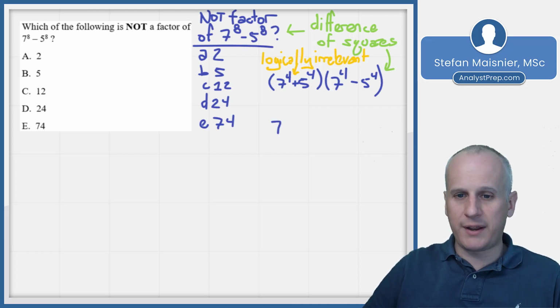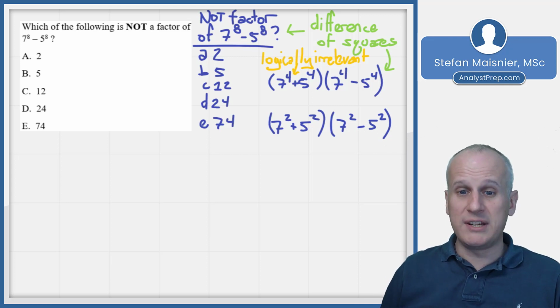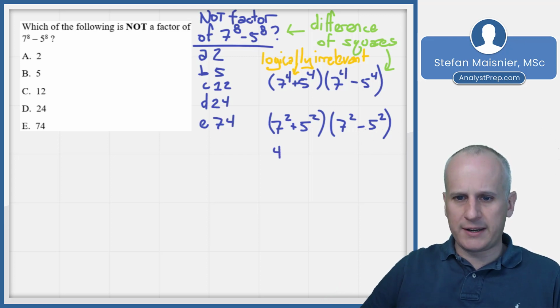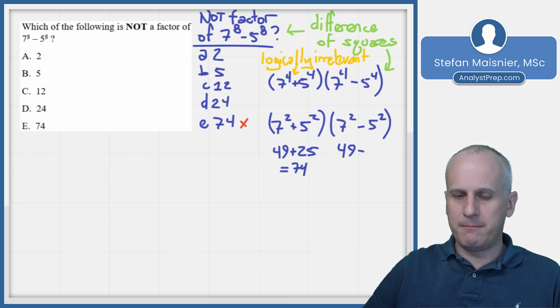Because we know that we can rewrite that as 7 squared plus 5 squared times 7 squared minus 5 squared. So now I could see that we're starting to deal with more reasonable values, right? Because 7 squared is going to be 49, plus 5 squared is going to be 25. So that is equal to 74. 74 clearly is a factor, so that's out. Then we've got 49 minus 25, which is going to be equal to 24. So 24 is a factor. So D is out. And then I could see that 12 and 2 are also factors of 24.